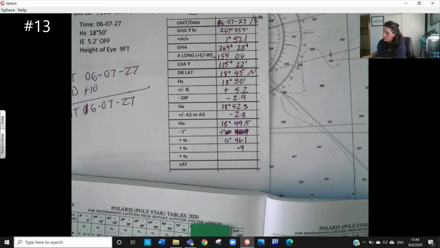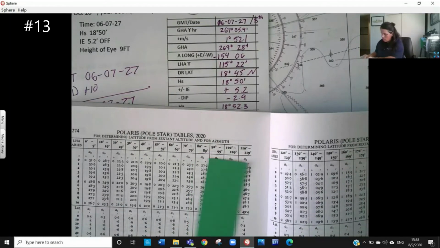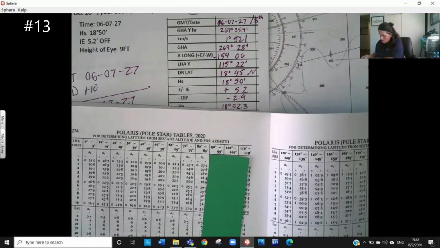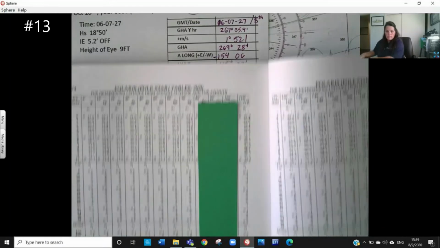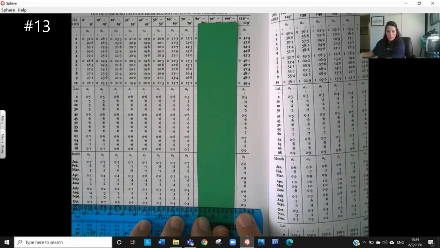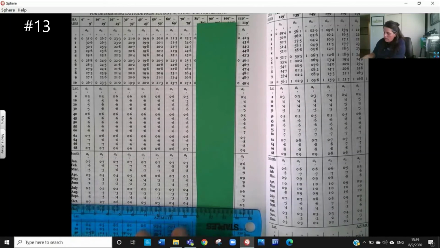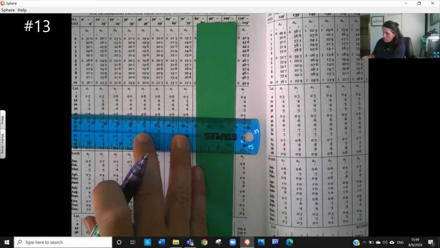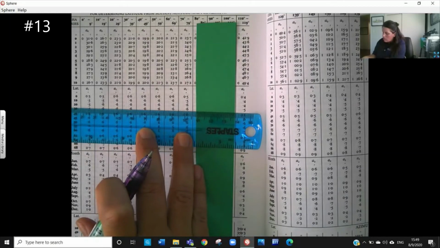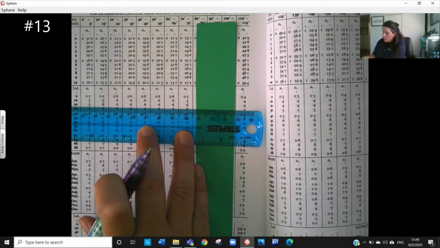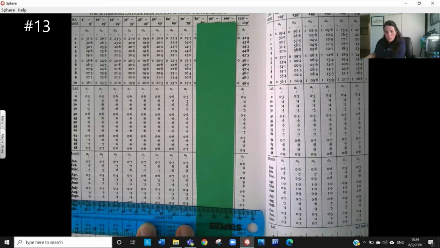Our A2 correction, we are in the month of October. So we have a correction of 0.3. I don't think you saw on my 20 degrees north was our 0.4. And then for October, we're at 0.3.